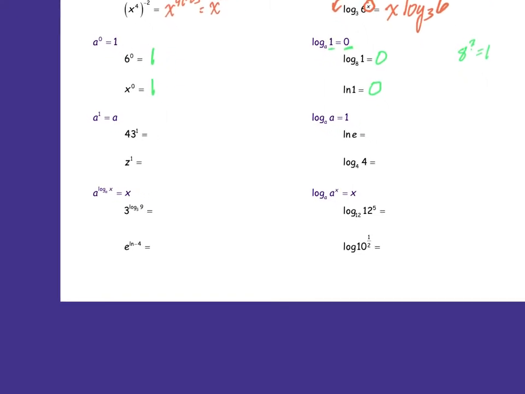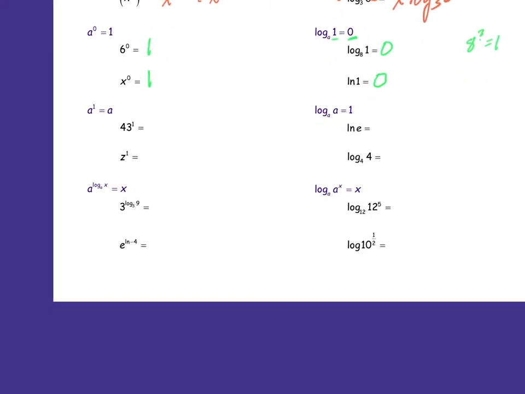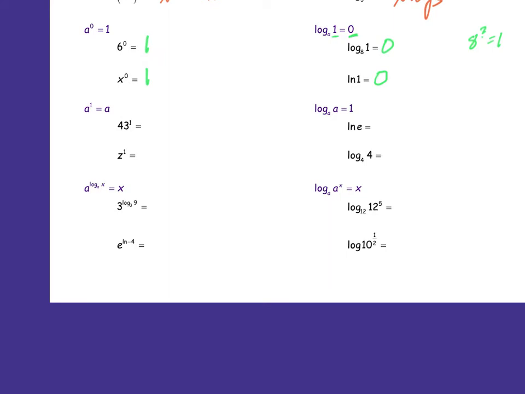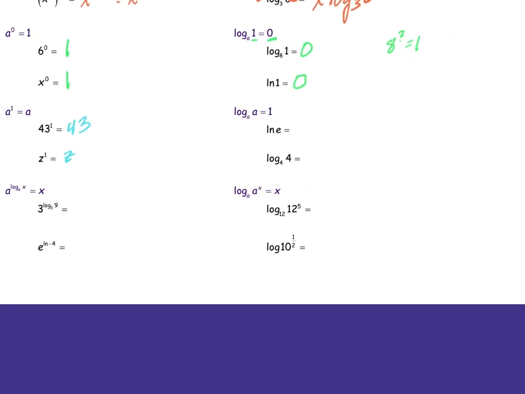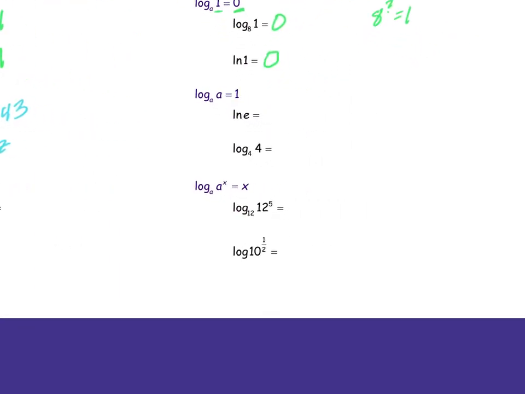This one's even simpler than the 0 one. It says a to the first power equals a. So 43 to the first power is 43, and z to the first power is z. Okay, so now let's talk about the log side of it.